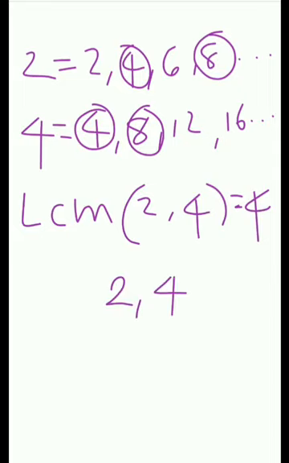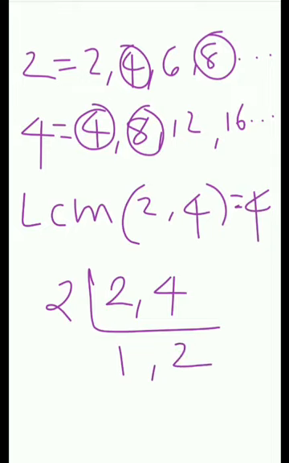Write the numbers for which we need to find the LCM. Here we need to find the LCM of 2 and 4. So write 2 and 4 like this, then draw a line like this. Now we need to find the number which divides both 2 and 4. We know that 2 divides 2 and 4. Now we know 1 2s are 2 and 2 2s are 4.